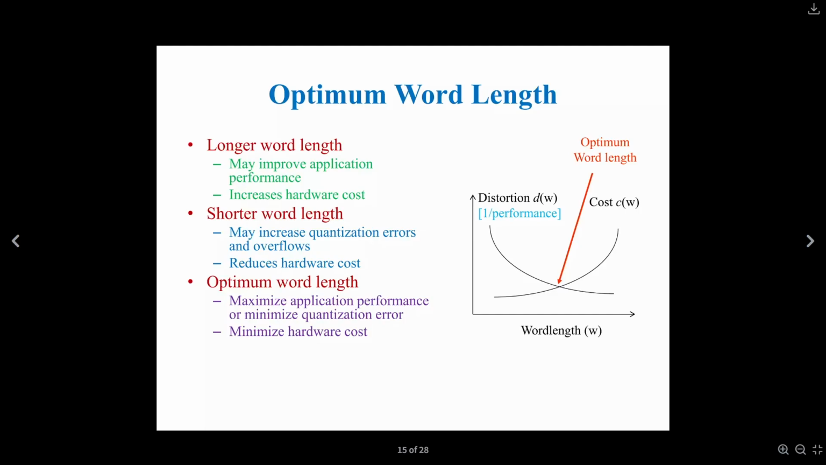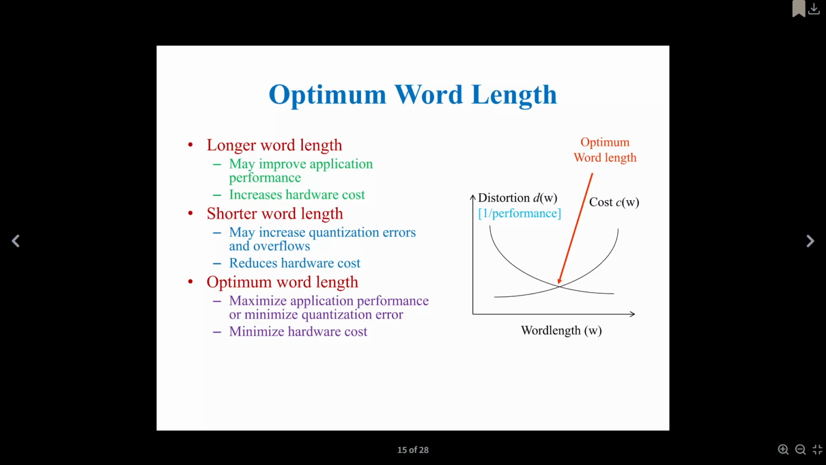Everyone, I am here to continue with the next part of finite word length error from where we left off. So let's first go with optimum word length. The longer word length may improve what? Let's see what happens when we have a longer word length.